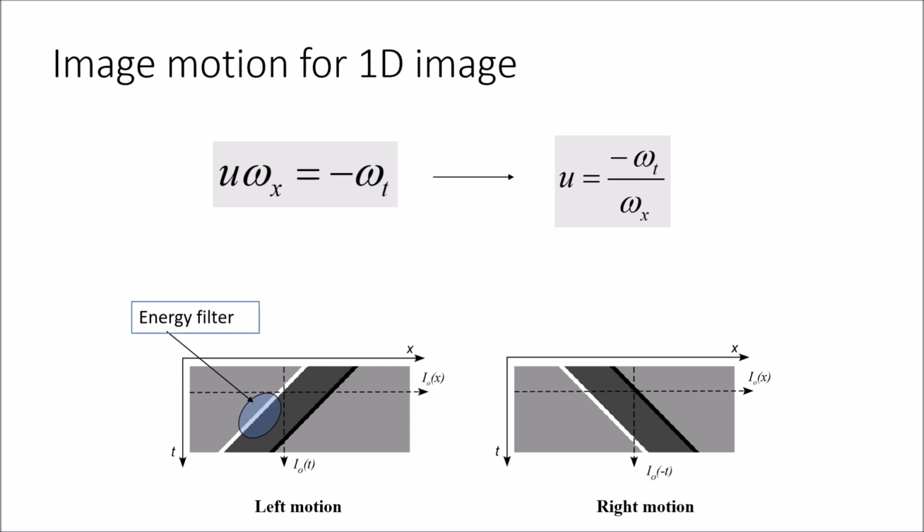So what we have here is that our one-dimensional flow U times omega x, the spatial frequency, is equal to minus omega t, from which we derive that the flow is the negative of the temporal frequency over the spatial frequency. So to illustrate this, as the signal moves in the xt domain over time, our bar will take this shape in xt space, moving to the left and here moving to the right.